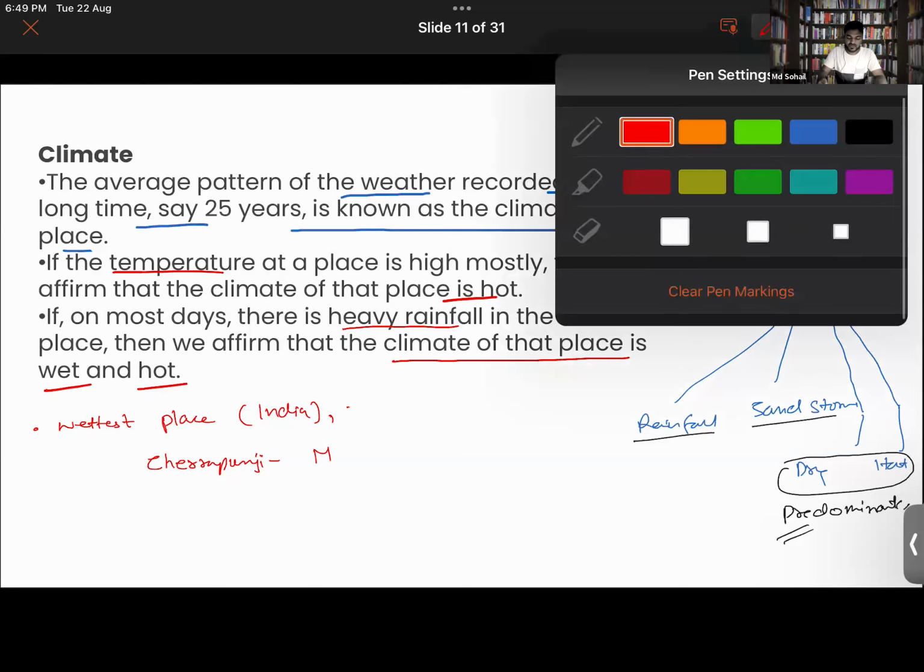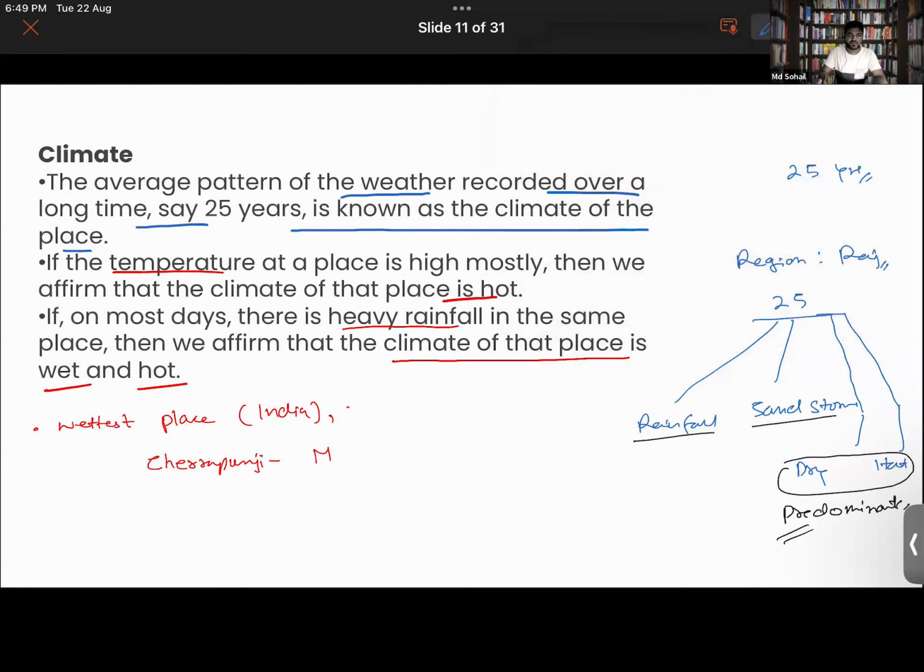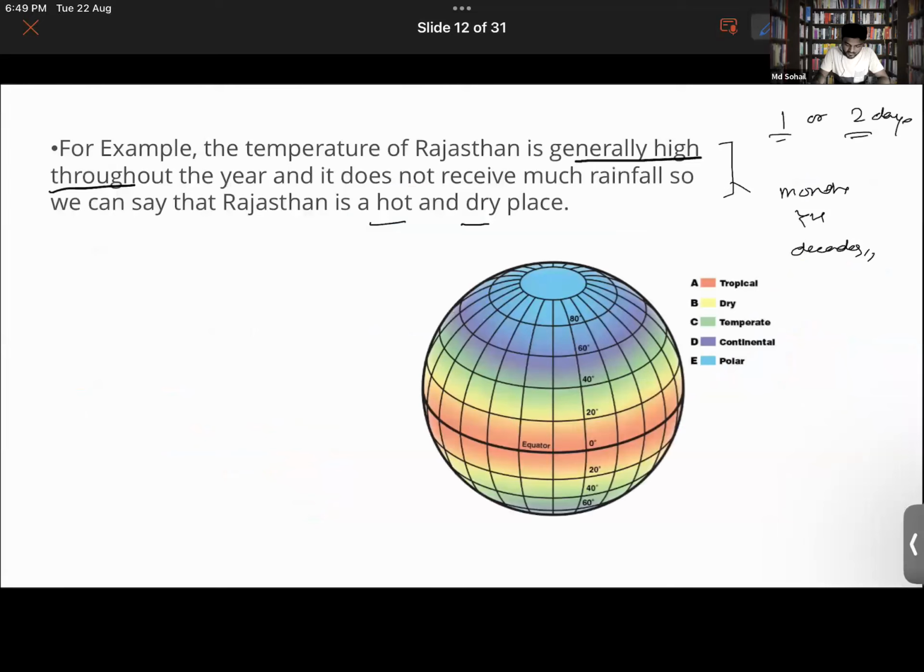And please do tell me, what is the instrument used in order to measure the rainfall? Rain gauge. Very good, guys. It is measured in millimeters. Right. Good.